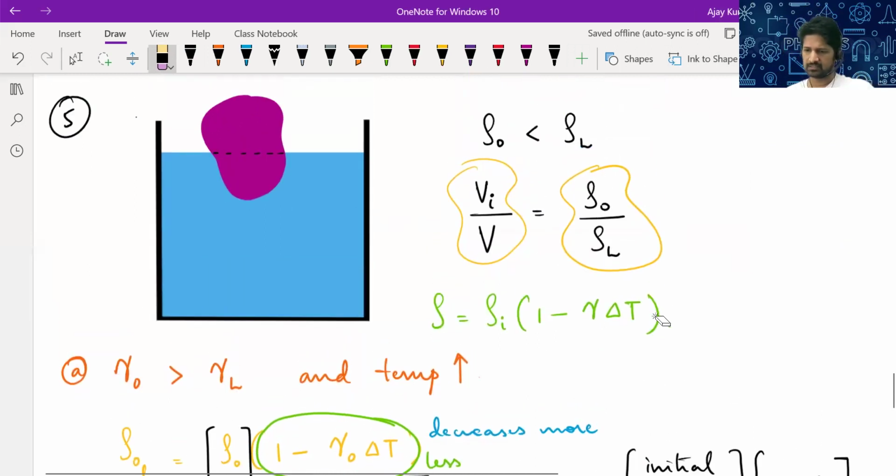So we have discussed apparent expansion. We have discussed thermal expansion working as photographic zoom. Fine. This much is enough about thermal expansion.